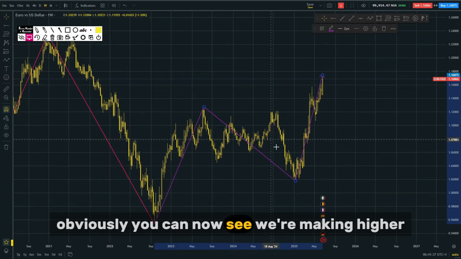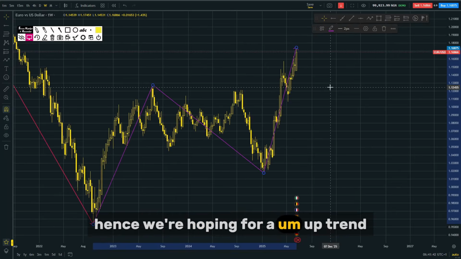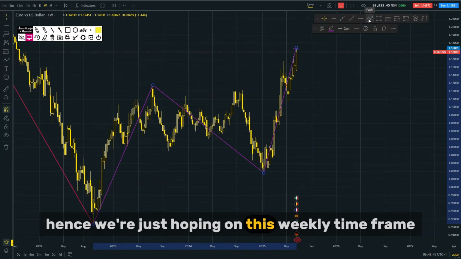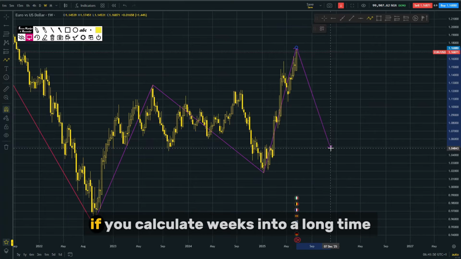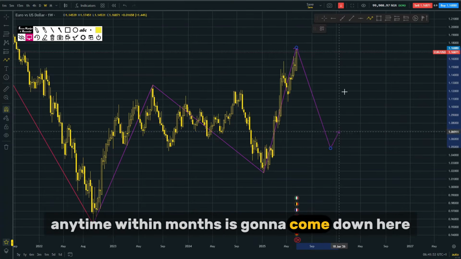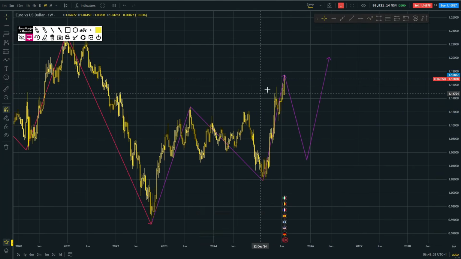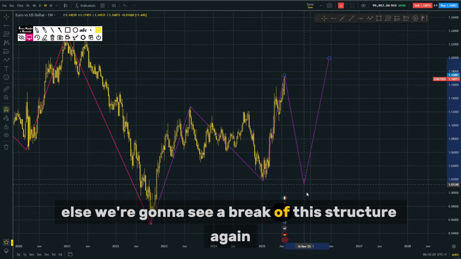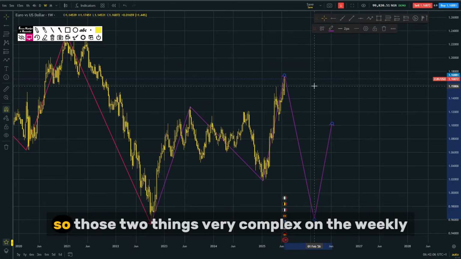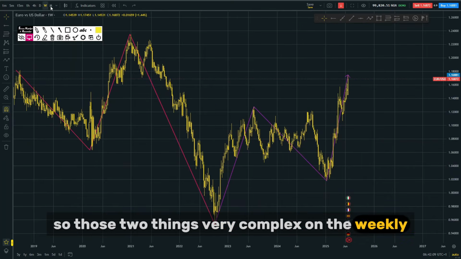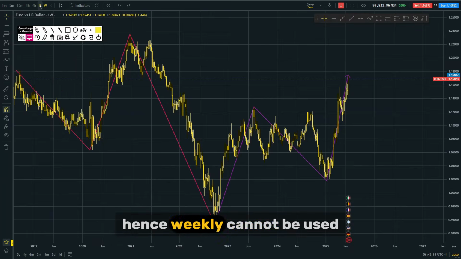Obviously, you can now say we're making higher highs. We broke this high, hence we're hoping for an uptrend. On this weekly time frame right now, we're hoping for price to come back anytime within months, because if you calculate weeks into a long time, anytime between months it is going to come down here and then push up if this is going to be a bullish market. Else, we're going to see a break of this structure again, and then we expect price to come back for a retest. So those two things are very complex on the weekly. Therefore, weekly context is not something we can actually use. Hence, weekly cannot be used.